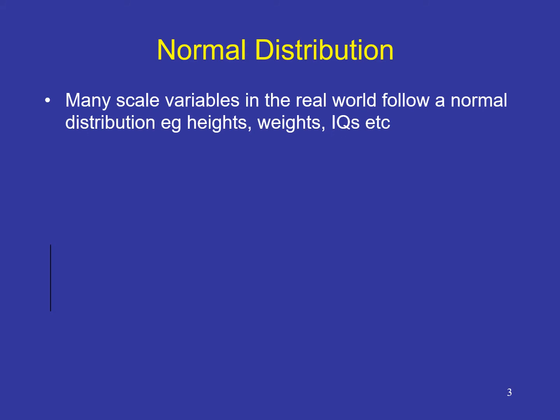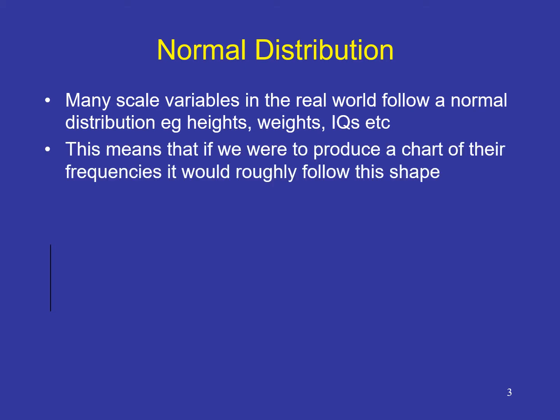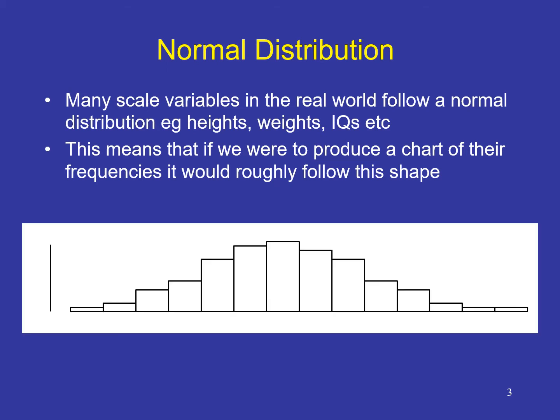In the real world, many things follow a normal distribution, things like heights, weights, IQs, etc. Now, what it means when something follows a normal distribution is that if we were to do a chart of their frequencies, it would roughly follow this shape. It's often referred to as bell-shaped.